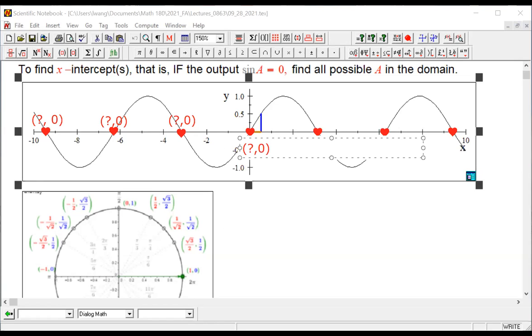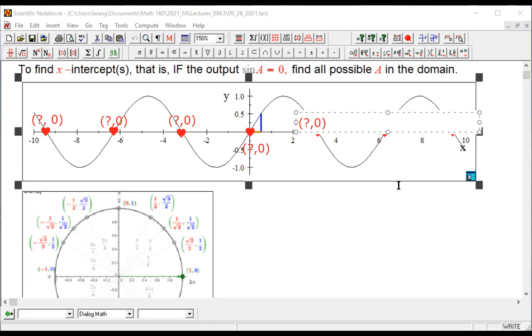Yes. Don't x-intercepts have the same meaning for any function? X-intercept has the same meaning for any function. It doesn't matter. For all the functions we have seen before, quadratic, polynomials, and all the functions you have seen in the past, x-intercept always has the same meaning. Input is unknown, output is 0.